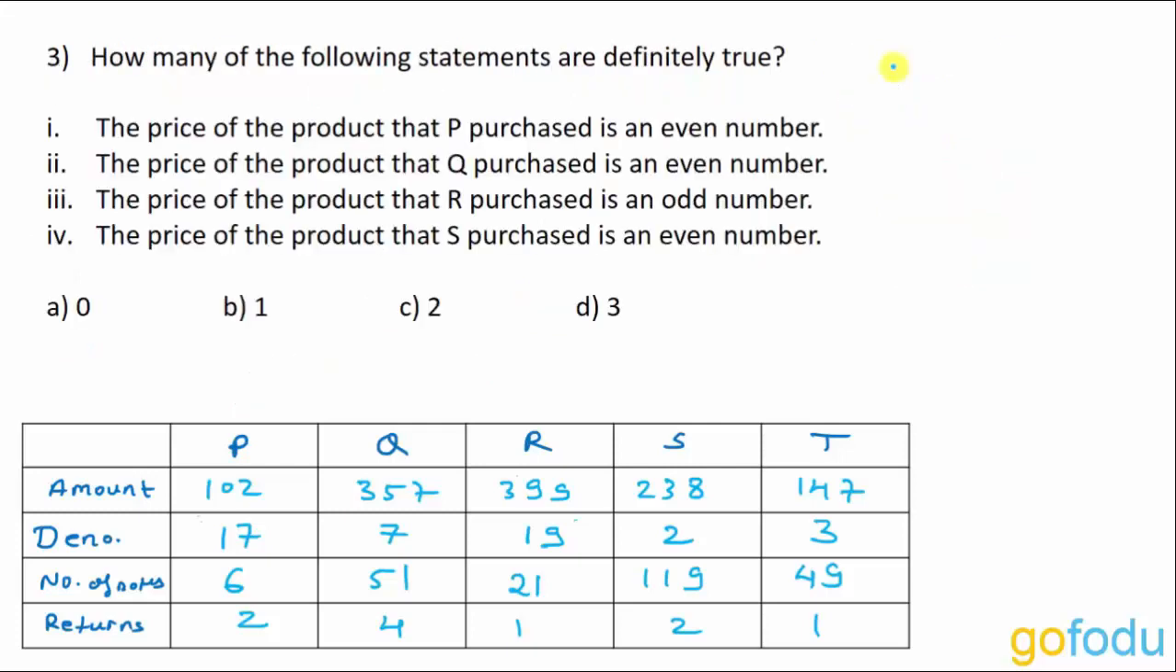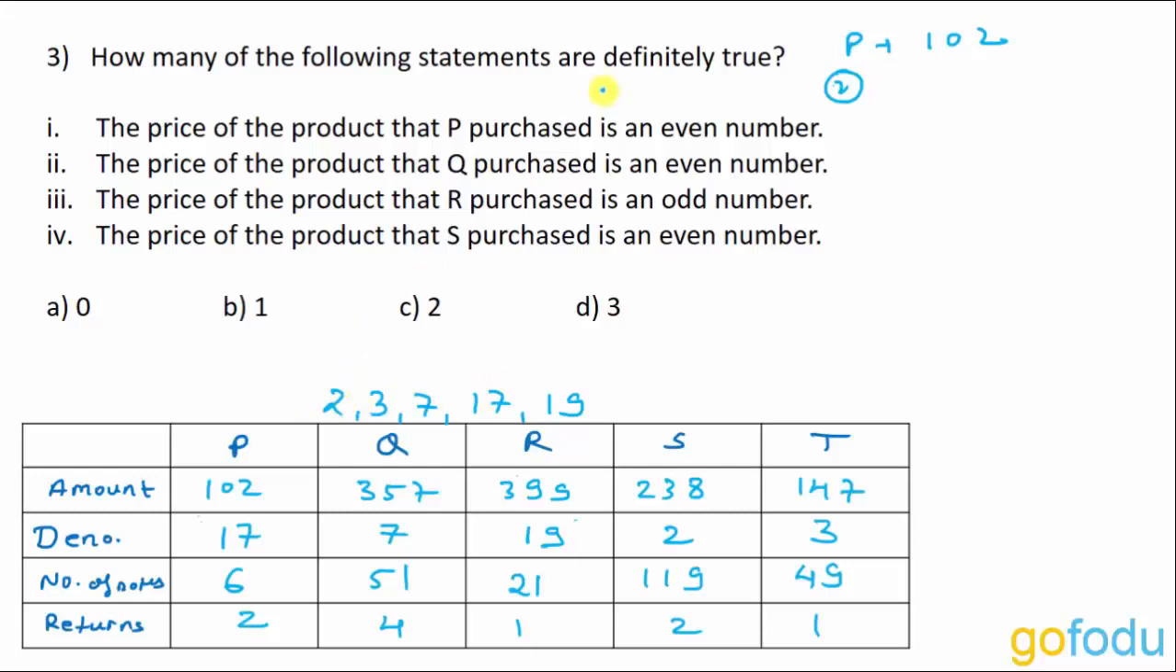How many of the following statements are definitely true? The price of the product that P purchased is an even number. So the amount that P paid was 102. Number of notes that he got in return is 2. Let's write all the possible denominations. 2, 3, 7, 17 and 19. Now for P, in return 17 is not possible, but he got 2 notes.